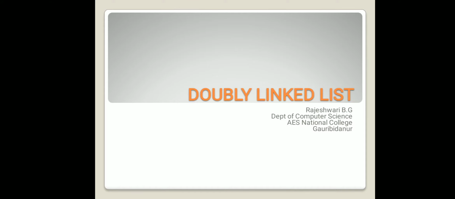Hi students, in the last class we have seen what is linked list, what are the operations performed on linked list and the types of linked list. There are three types of linked list: singly linked list, doubly linked list and circular linked list. In the last class we have seen singly linked list, the operations performed on singly linked list. So today let us study about doubly linked list.